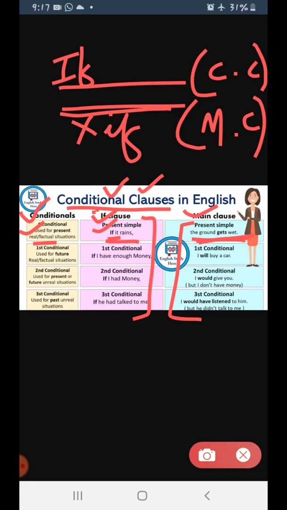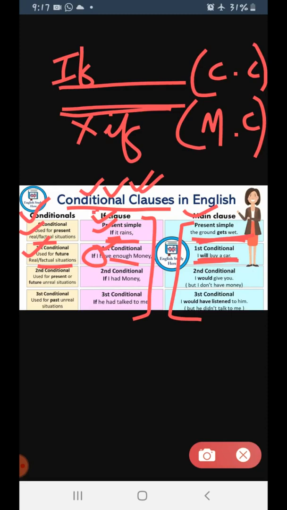Clear? Now number 2. The next one is the first type of conditional. This type of conditional is used for future to indicate reality or factual situations. So now let's see the example. First conditional: if I have enough money, I will buy a car. So here because of if, it becomes the conditional clause, and here this is the main clause.